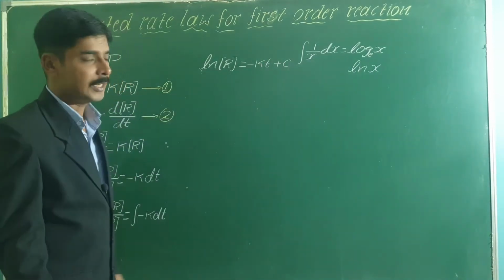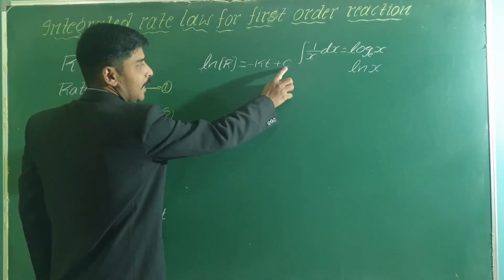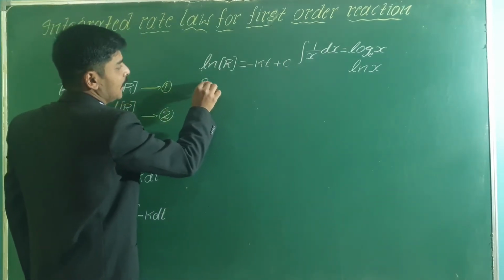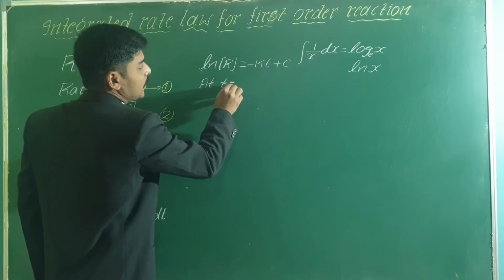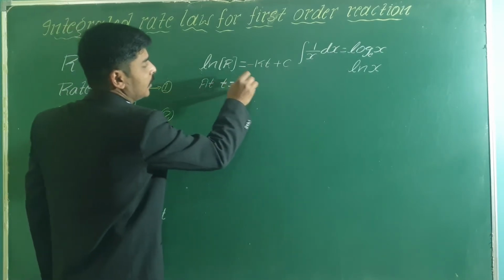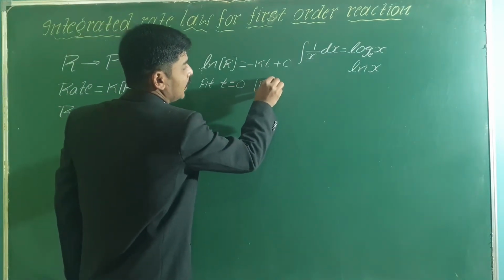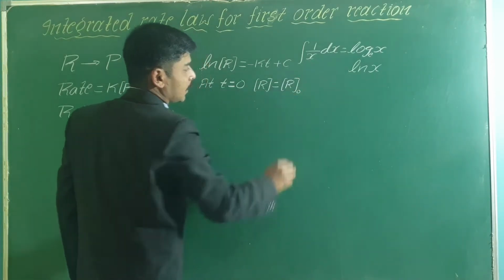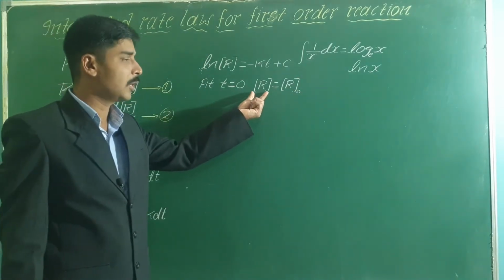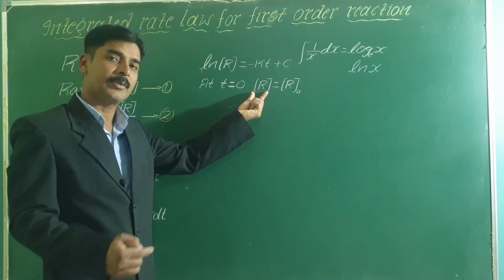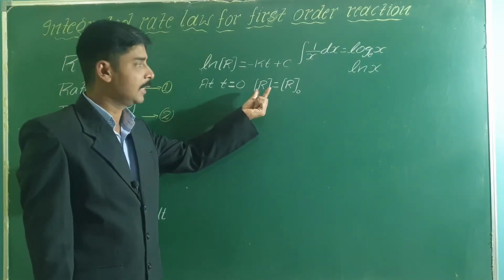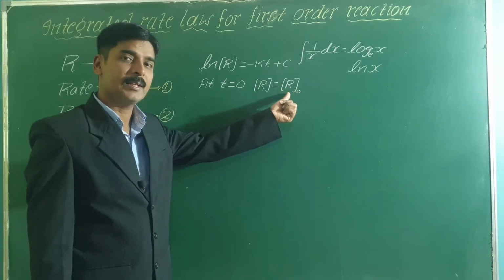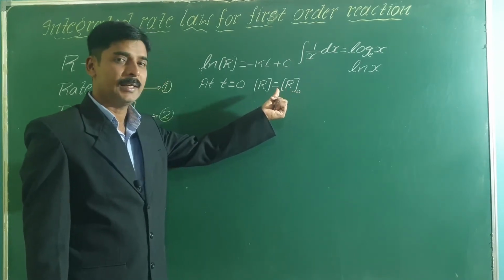Now we have to find the value of C, that is at t is equal to 0 we know R is equal to R0. What is R? This is molar concentration of the reactant after a certain time interval. What is this R0? This is the initial molar concentration of the reactant.